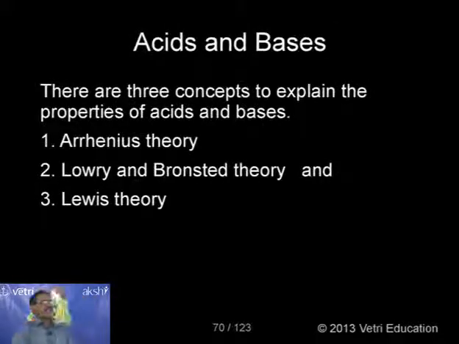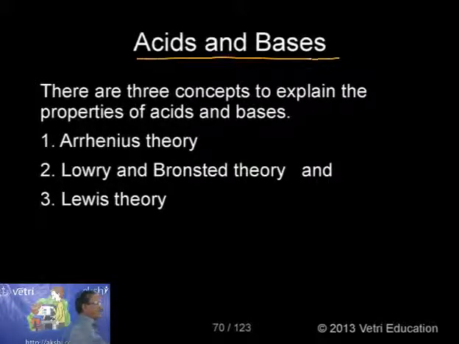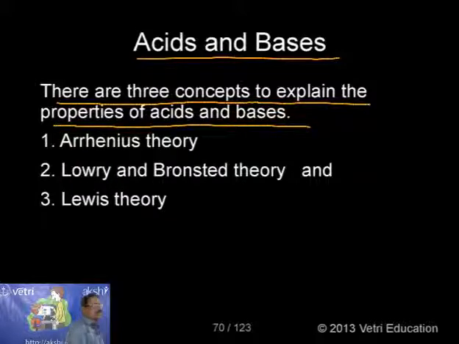Okay, with this idea of the theory of ionization, now let me enter into the next chapter, acids and bases. What is an acid? What is a base? If you ask any student, they will give a different version, a different idea, and a different definition. So in order to give a very clear idea, there are three concepts, three theories, to explain the properties of acids and bases. What is an acid? What is a base?